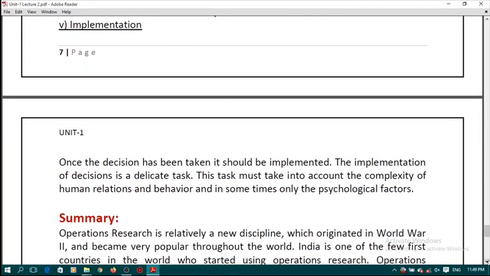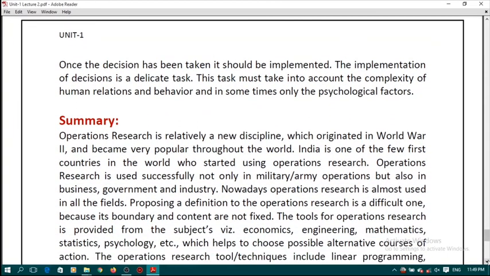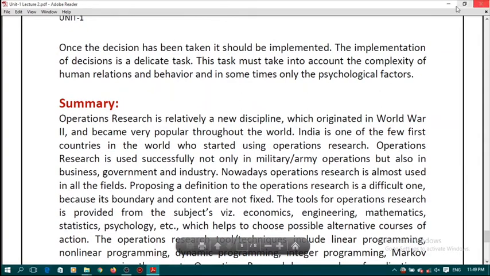Then the last one is implementation. Once the decision has been taken, it should be implemented. The implementation of a decision is a delicate task. This task must take into account the complexity of human relations and behavior, and sometimes only the psychological factors.